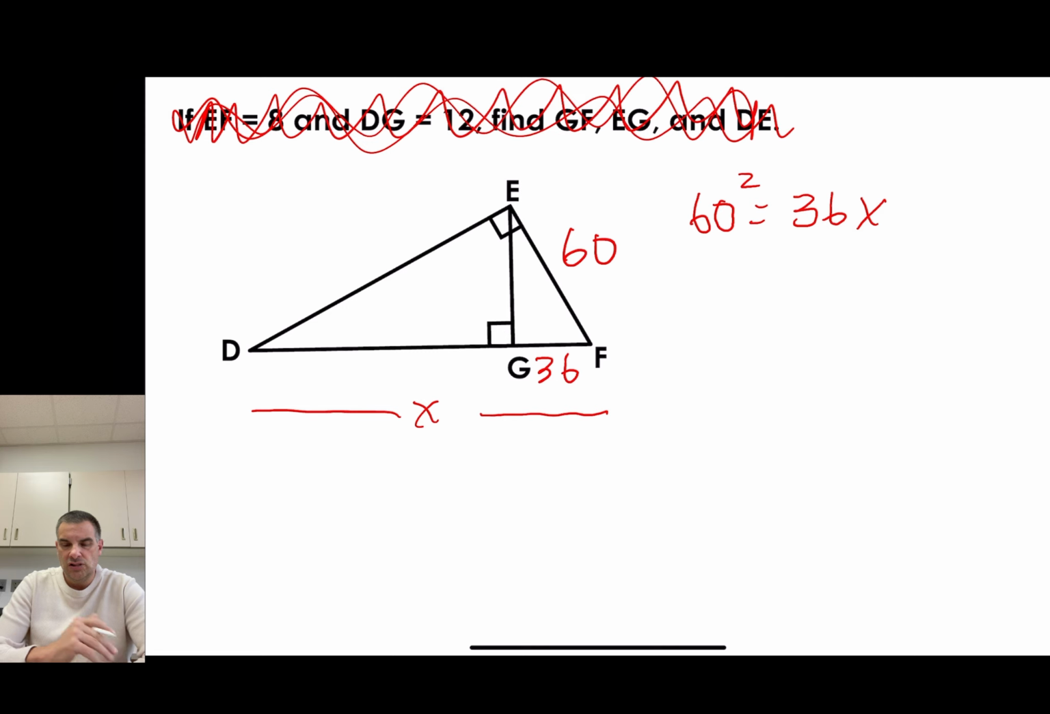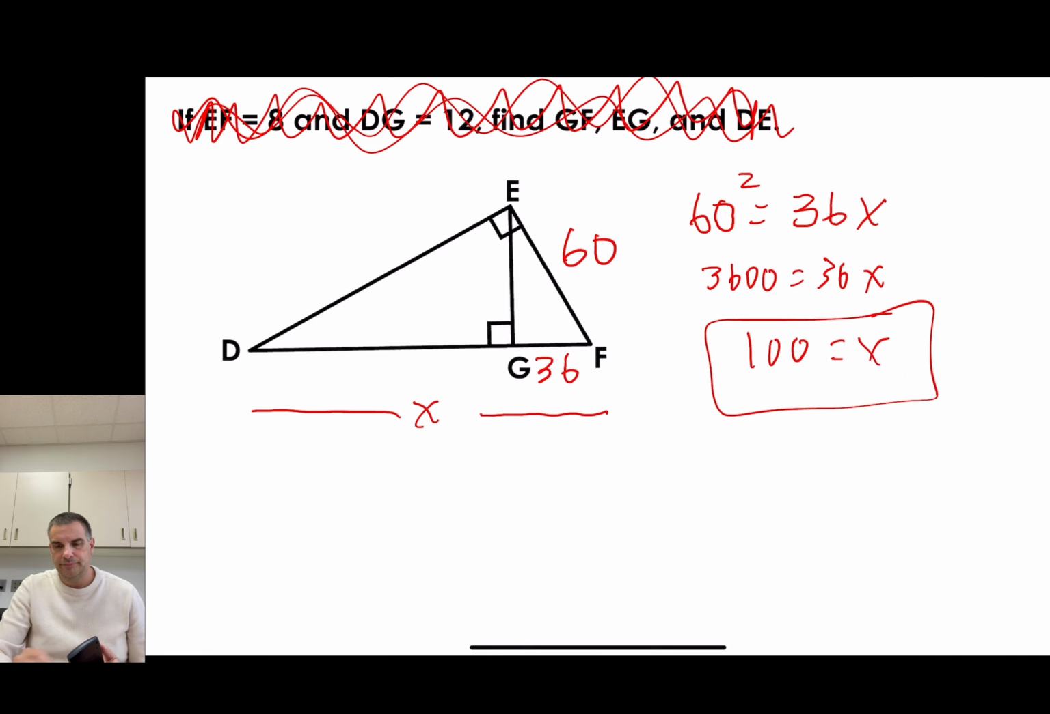Okay. 60 squared is 3,600. That equals 36x. Divide 3,600 by 36, and you get x is equal to 100. And there's your solution to this.